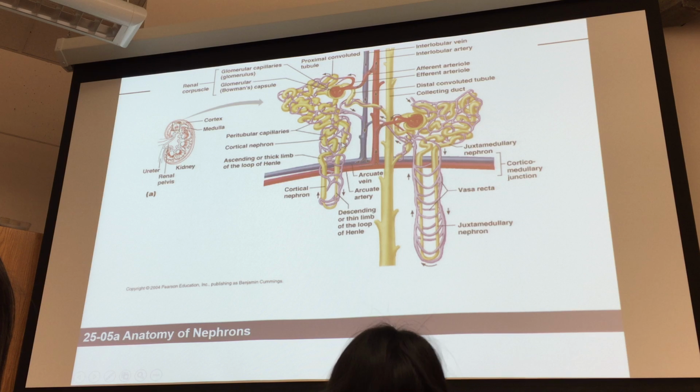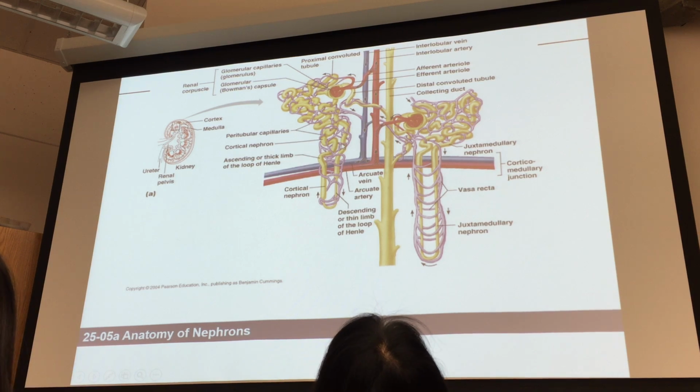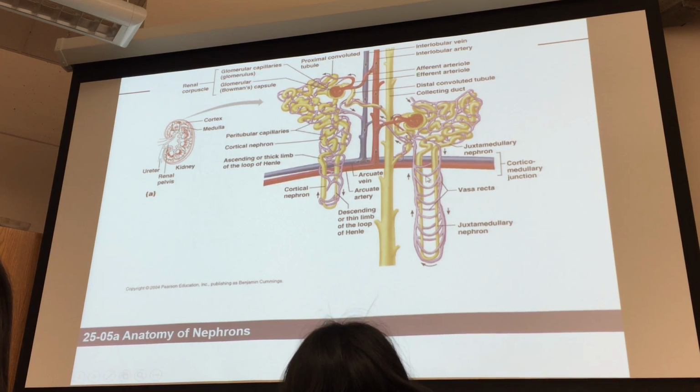Know what peritubular capillaries are versus what a vasa recta is. They're both capillaries, but the vasa recta will follow that deep loop of Henle into the medulla, and it's for reabsorption.